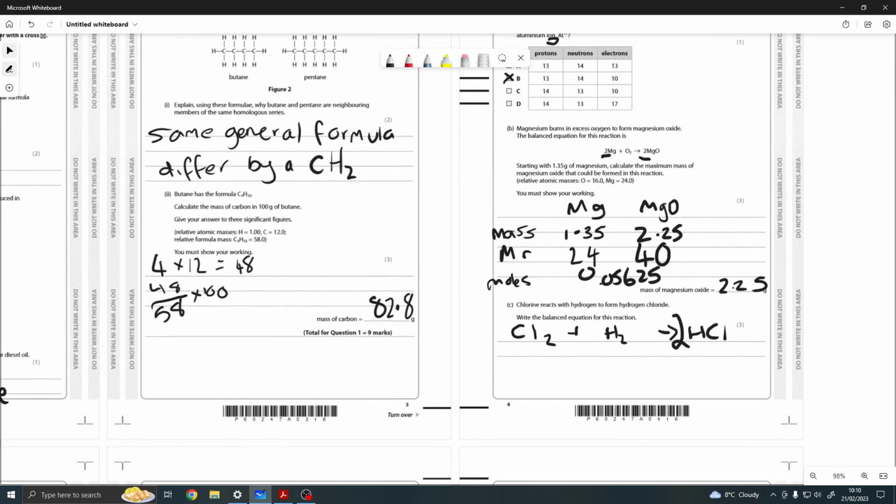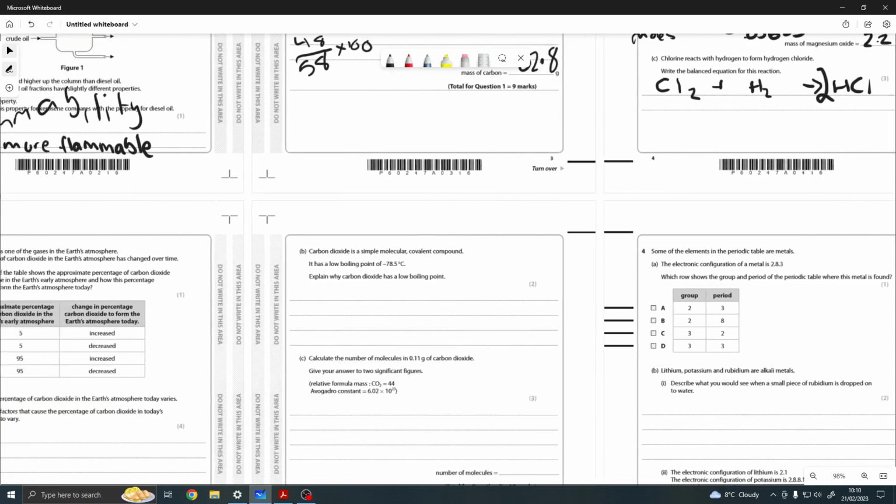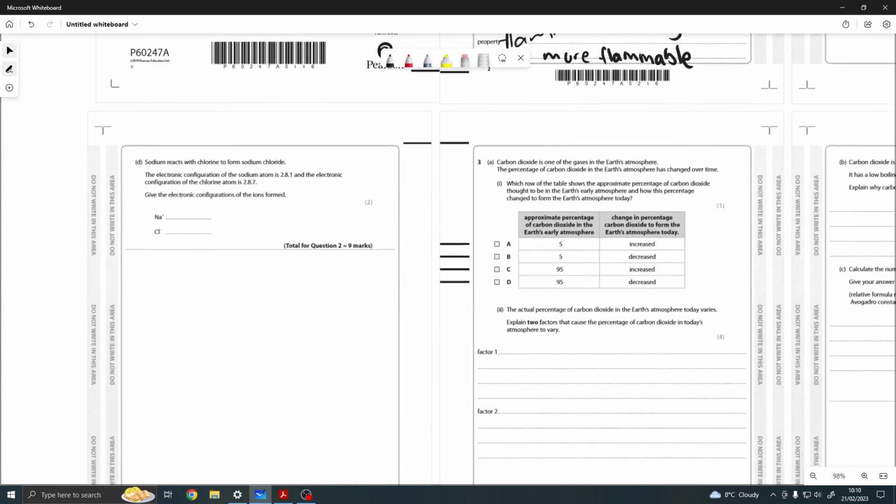Right, so there's the whole first slab of pages done. Wow, good fun. Oh, look, the next page is really short. Let's get this done.